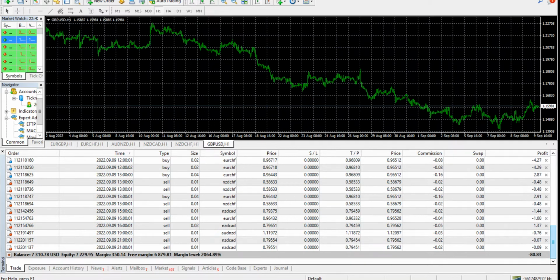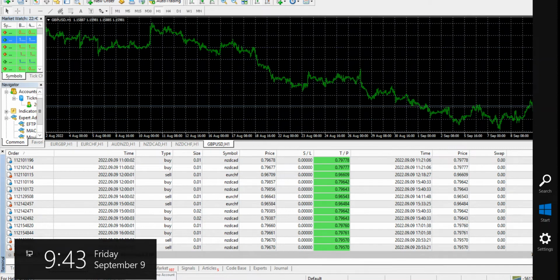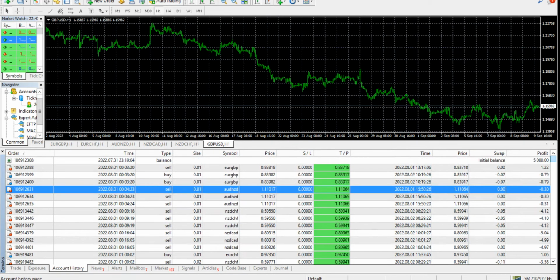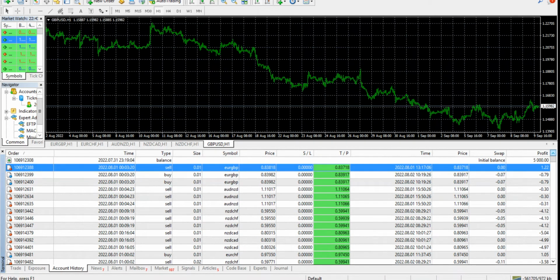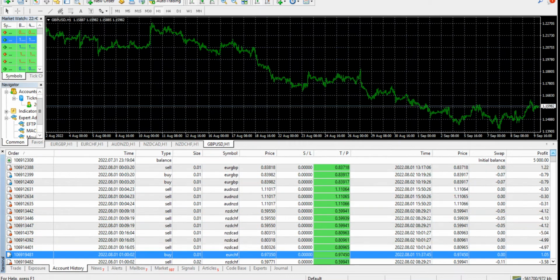These are the current trades going on right now, and let me start from scratch. We started on 1st of August, and today is 9th of September, so it's almost 4 or 5 weeks, and let's start from here.